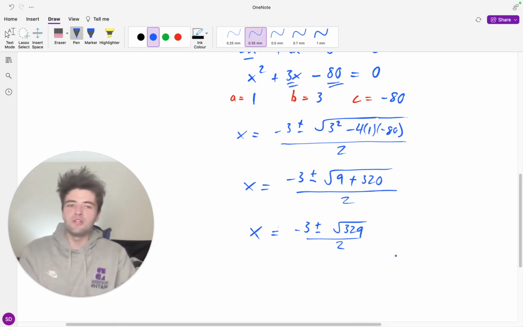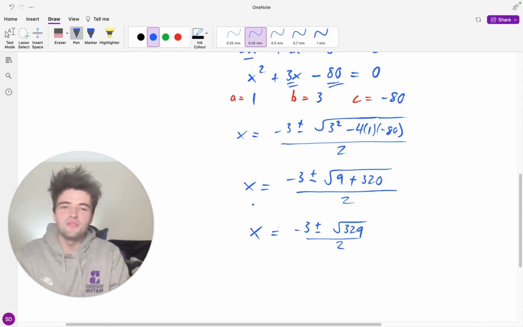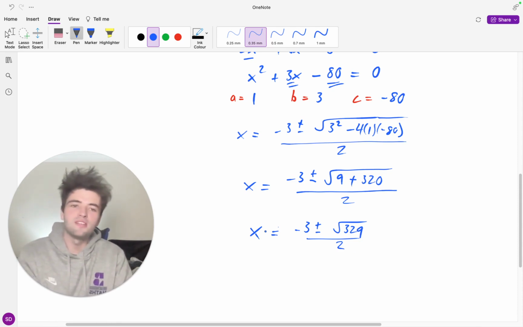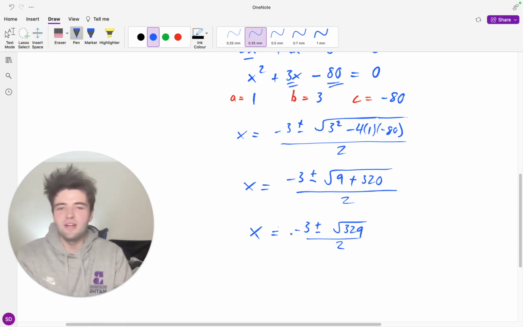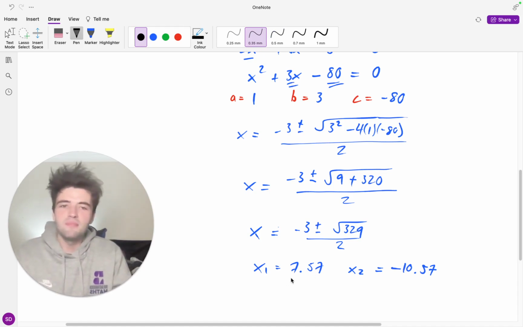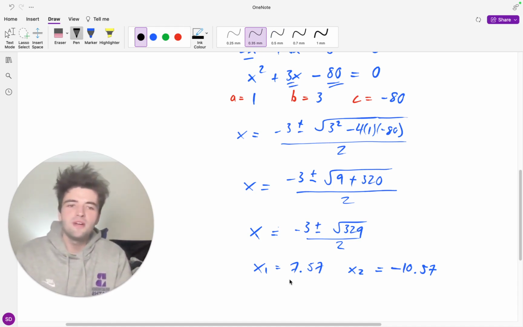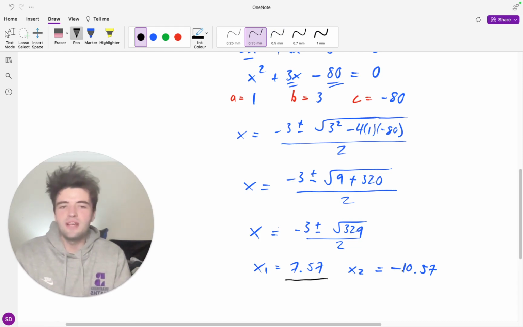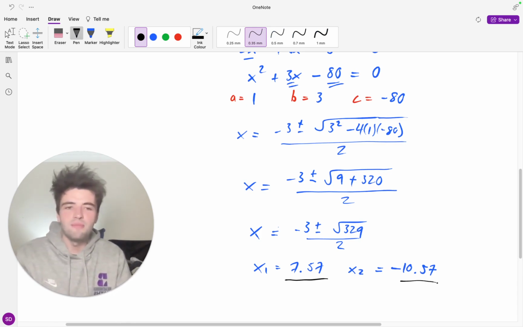And this is usually where I just plug the number into the calculator to avoid dealing with decimals, because the square root of 329 is not a whole number. And so I'm just going to do that now. And so minus 3 plus the square root of 329 divided by 2 is going to give us this 7.57. And then we will take the negative case. So minus 3 minus the square root of 329 divided by 2 is going to give us this minus 10.57.